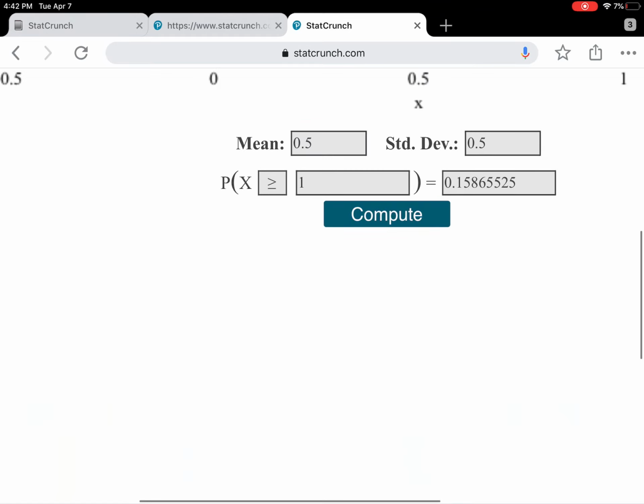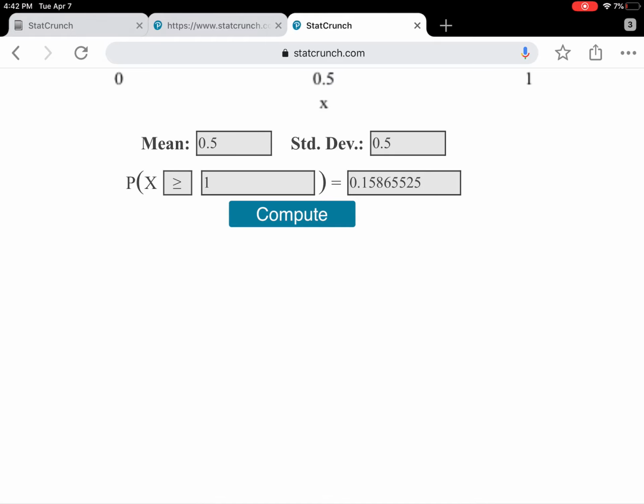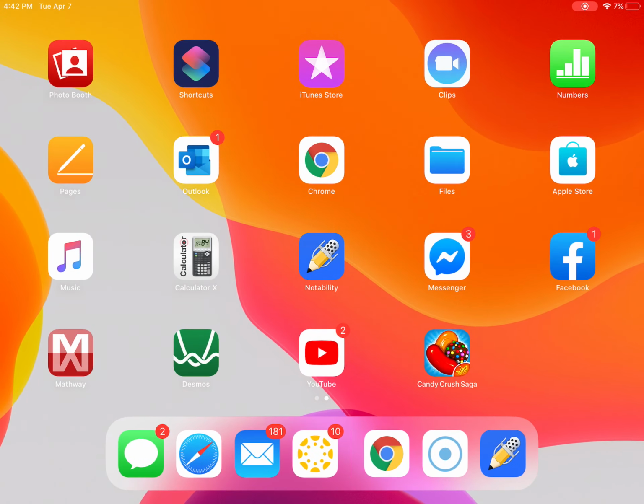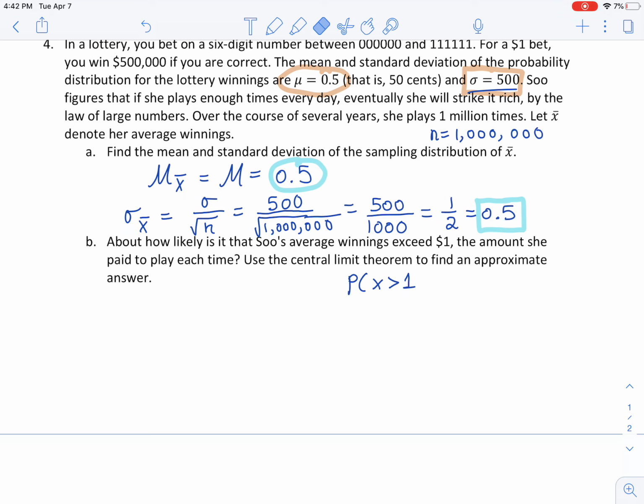Oh, no, invalid input for mean. Oh, you see how silly I am right there? I typed in 0,5. I meant to put 0.5 there. I'm sorry. All right, and then I hit compute. Oh, so the probability that my winnings are going to be greater than $1 is about 0.1587. So I'll just round it to that much.